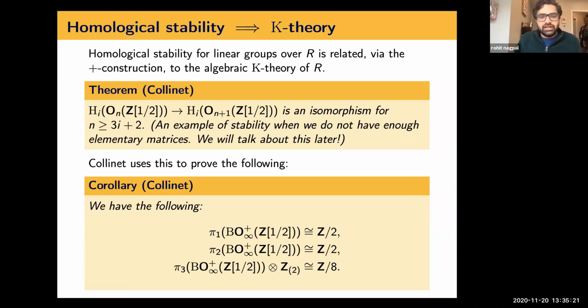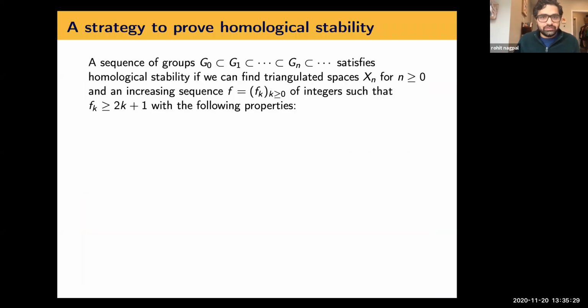Right. So here there is some hope that even if there are not enough elementary matrices, we can prove stability, and that's what I want to get to next. So how do we prove homological stability? Let's get to the proofs now.